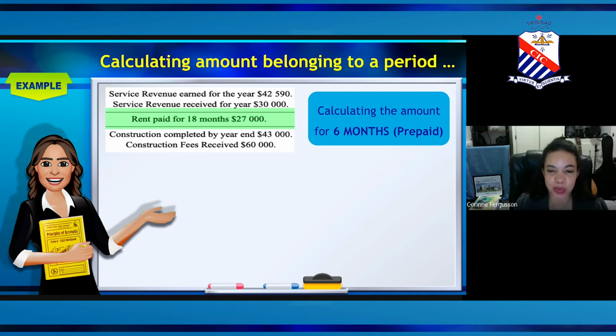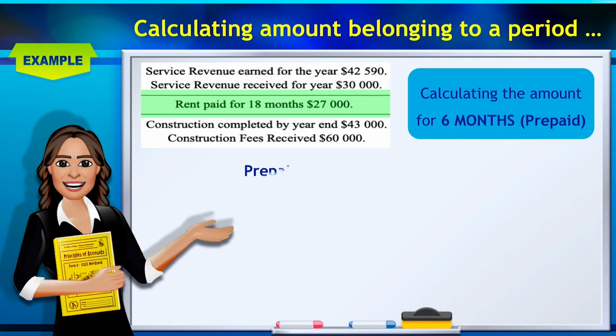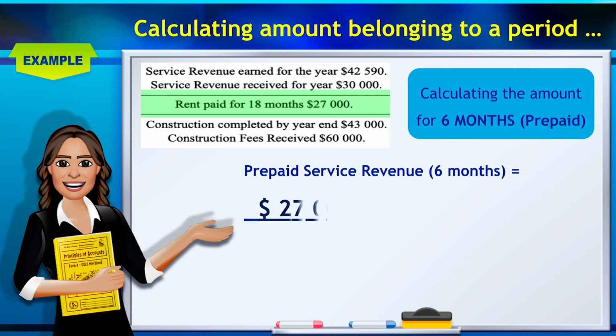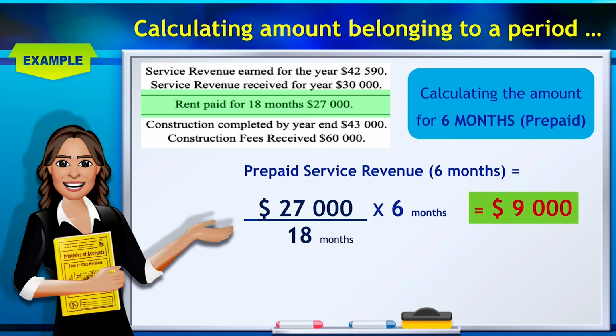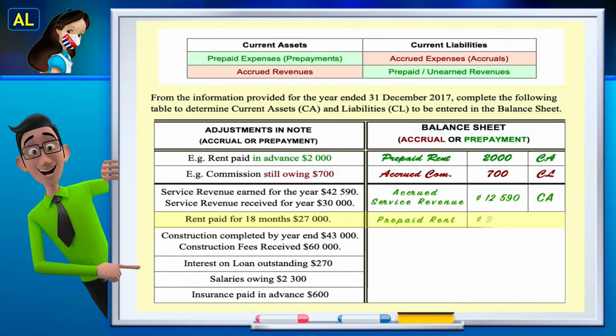So that means that you prepaid for 6 months, and you can find out, therefore, what is the amount for 6 months. So you would do the same thing. It's the 27,000 divided by the amount of months it was paid for, which is 18, and multiply by 6, and your answer, 9,000. I hope everybody understands. Let's go on to the easier one.